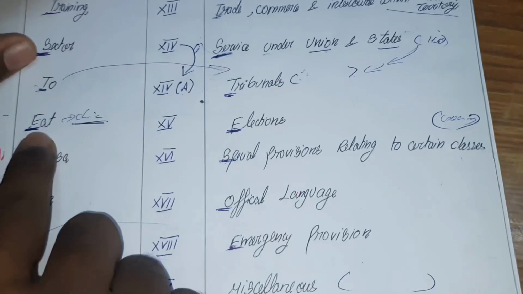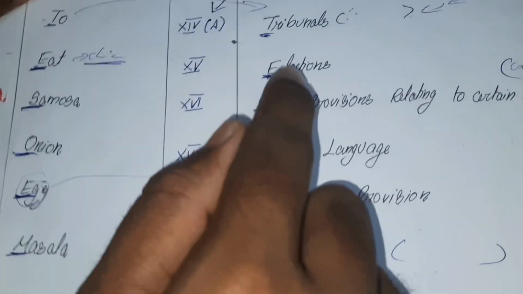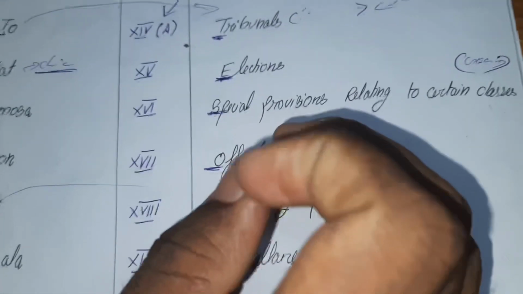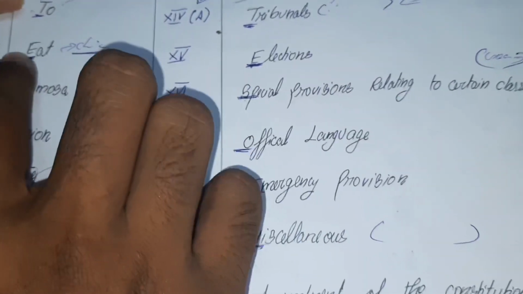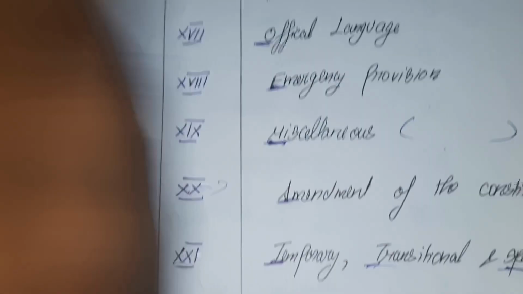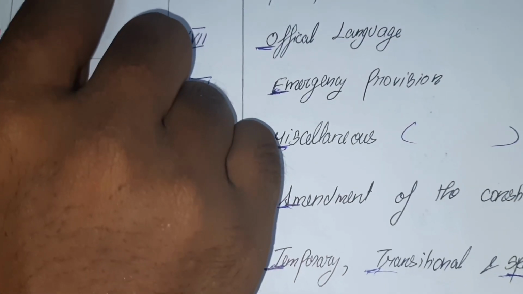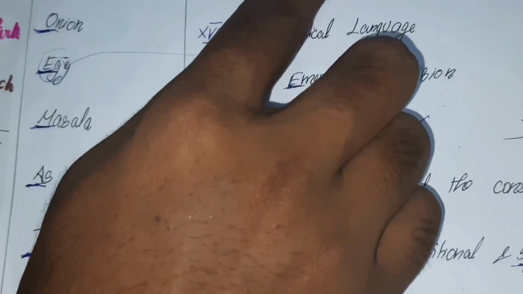When we go to "eat", the first letter E denotes elections, which is the 15th part. There is another funny thing to remember this election: during the election period, chicken biryani is famous, given by the politicians. So we can easily remember that eating chicken means election.